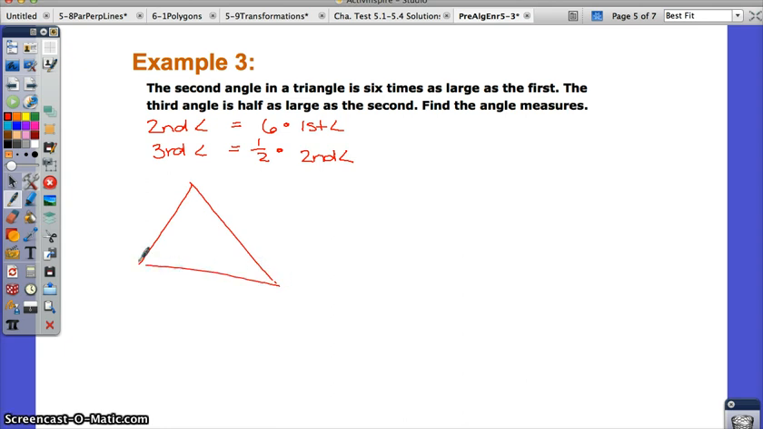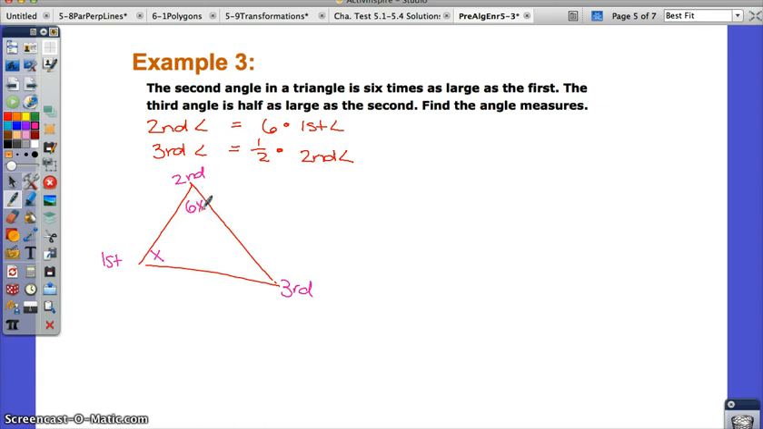Let's see if we can fill in some algebraic expressions for these angles. I'm talking about first, second, and third, so I'm going to label each angle like that. The second angle, that would be this one right here, is 6 times as large as the first. So I want to say this is 6 times that. I need something to represent this. Let's say x. The second angle then is 6 times the first, so the second angle would be 6x.